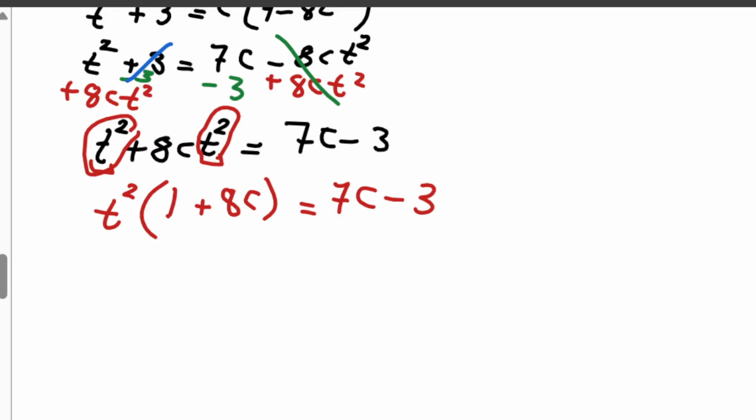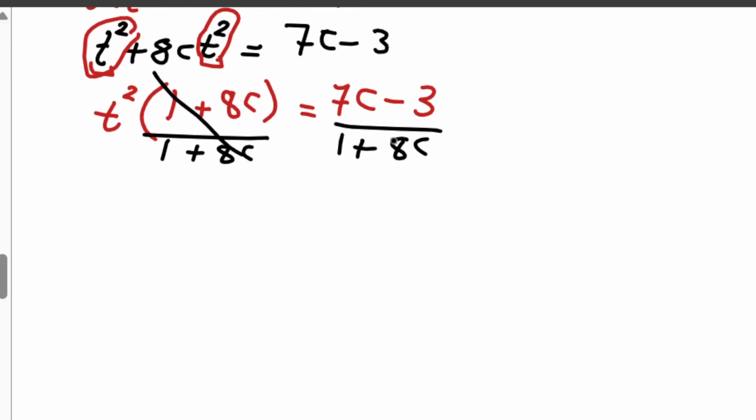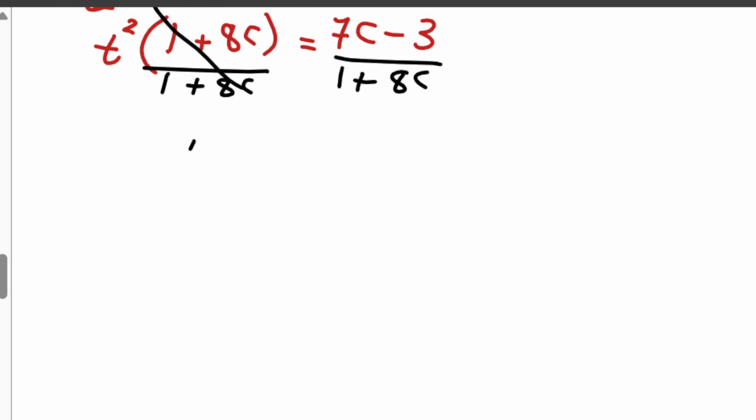Now I'll divide by this, because if you remember, we just want the t's to be alone. So divide by 1 plus 8c. Now this is gone to the other side. Now I have t squared equals 7c minus 3 divided by 1 plus 8c.